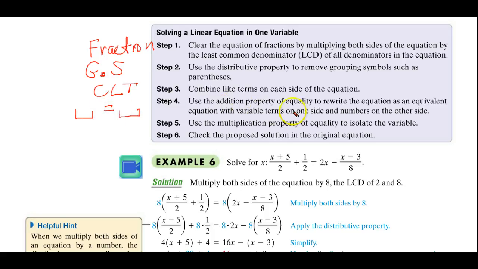Now, one of the words we'll introduce here shortly is called transposition. Transposition takes a term from one side and just moves it over to the other, and you change its sign. Then we'll use the multiplicative property of equalities to isolate the variable. We want to have just a 1x left on this side, and that equals our answer. And then we check it.